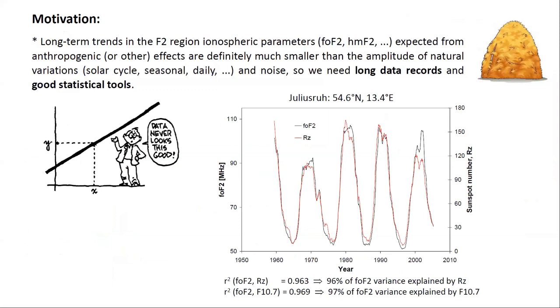I am not going to delve into the physics of the subject, but to detect and quantify these trends, I need to be able to apply adequate and sensitive statistical techniques to practically detect a needle in a haystack. The motivation of this study arises precisely from considering that long-term trends in the F2 region parameters expected from anthropogenic or other effects are definitely much smaller than the amplitude of natural cyclic variations, even than noise.